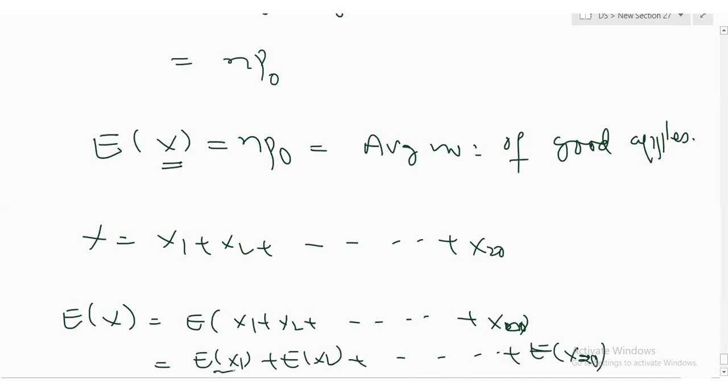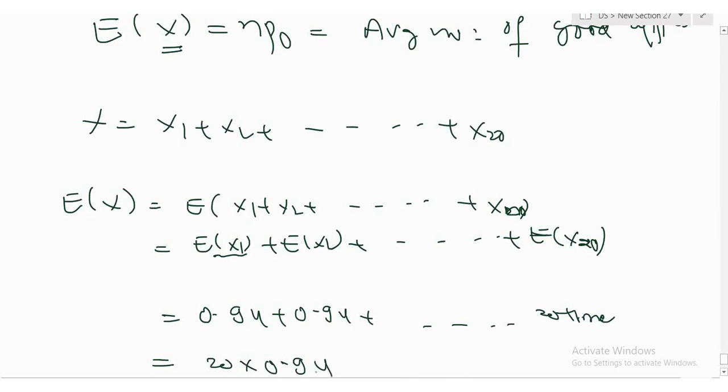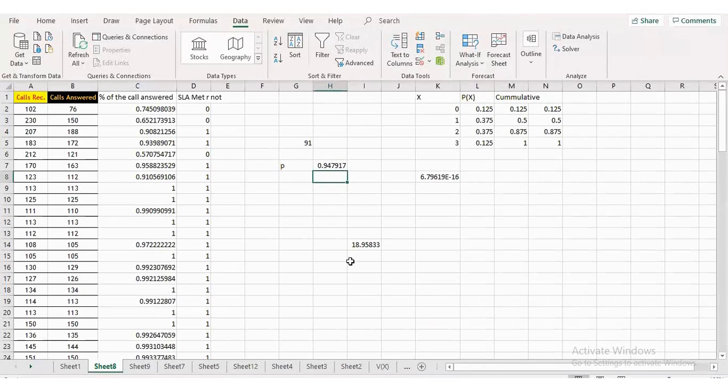But what is this probability? Meeting the SLA on a given day is 0.94 something. This is also 0.94 every day, right? Like 20 times. When you add these 20 times, 20 into 0.94, is it clear or not? So what is the meaning of this? On an average, you are going to meet the SLA for 19 days.